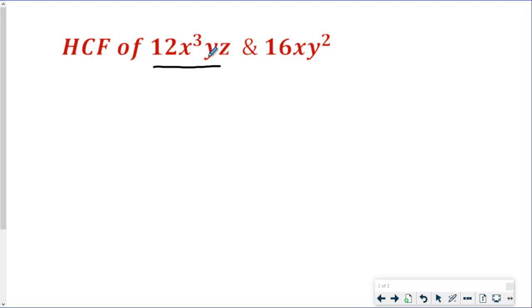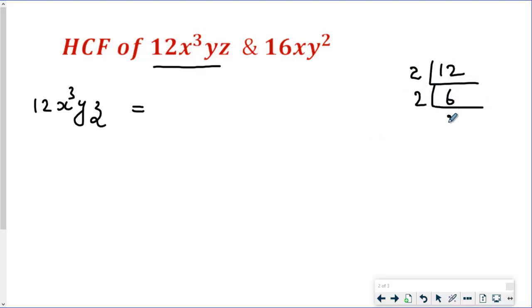For finding the HCF of monomials, first we take the first monomial, that is 12x cube yz, and factorize it. For the factorization, first we take the constant, that is 12. We can use prime factorization. 12 is an even number, so it is divisible by 2. 12 divided by 2 is 6, since 6 2s are 12. Again 6 can be divided by 2, 3 2s are 6, and 3 is a prime number. So the factors of 12 are 2 into 2 into 3.